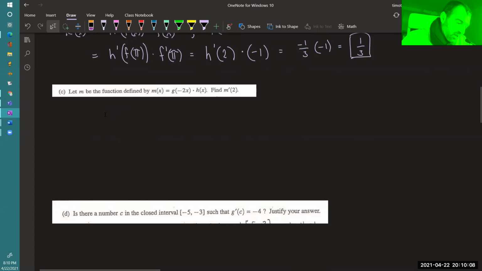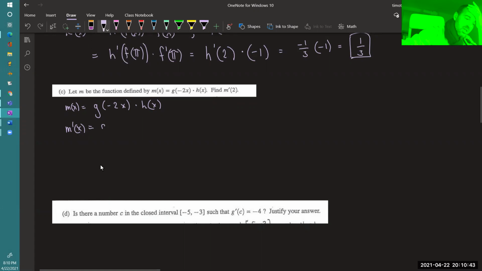M, oh, a whole brand new function. This is a brand new function. And it's going to be like this. So m of x is going to be g of -2x times h of x, okay? I have to find m prime. So m prime of x. Now, I have to find m prime of 2, but let me find m prime of x first. So this is a product rule.